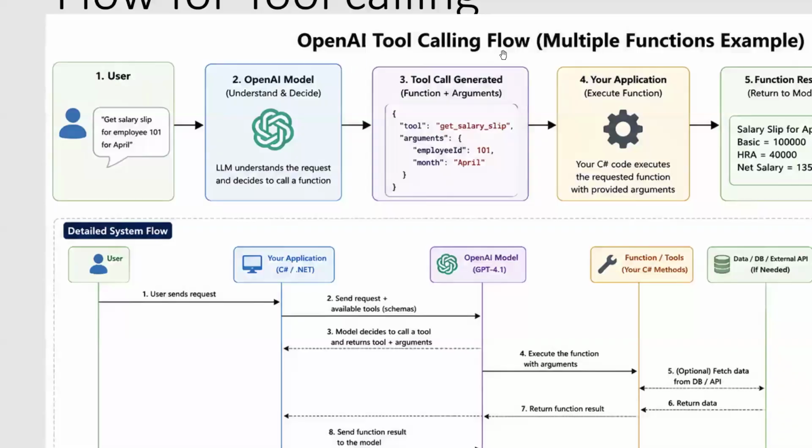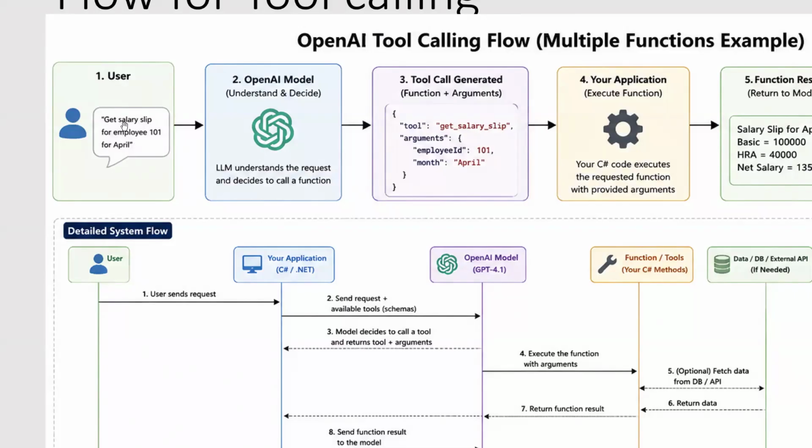So this is the OpenAI tool calling flow. Suppose you are saying, get salary slip. Can you please provide me the salary slip for this employee ID for April month? Now the LLM will understand what the action is here: it needs to fetch the salary for this employee ID and this month. That means we have two parameters. What are the parameters? Employee ID and month.